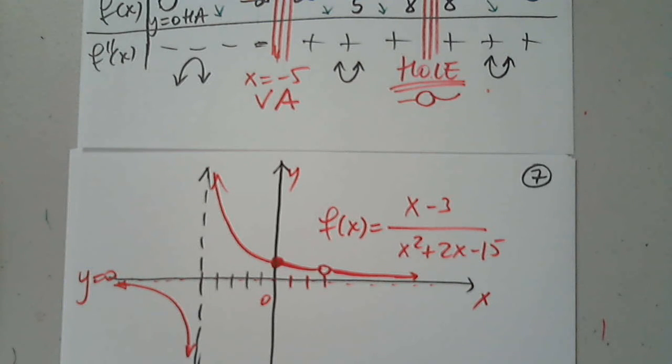Very important. (x - 3) divided by x squared, what is my x squared? Plus 2x and minus 15.